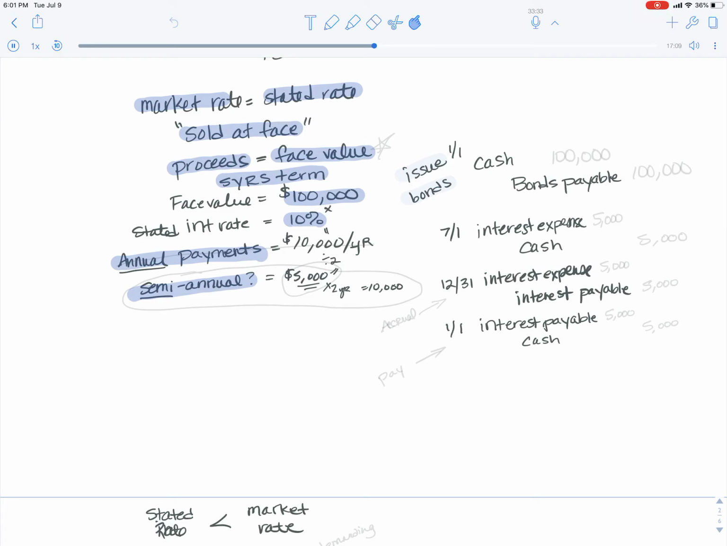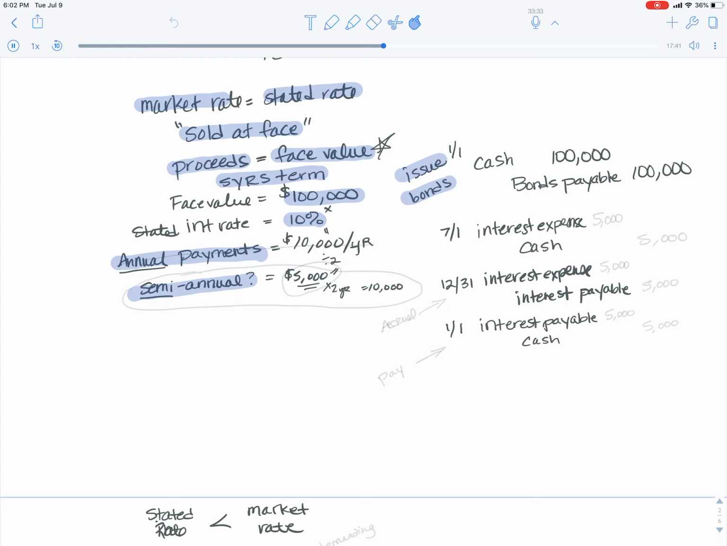So here are the journal entries for a bond if it is sold at face value. The first journal entry is to issue the bonds. This is when we get the cash. So if we have a bond that's sold at face value, then the face amount is equal to the cash that we get, or the proceeds. So that means we get $100,000, and we're going to be paying them back $100,000.